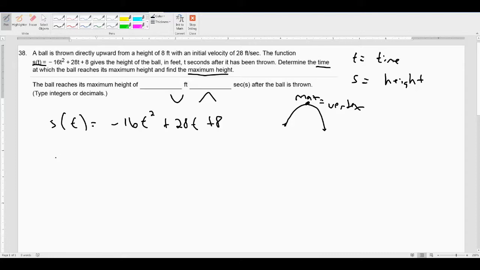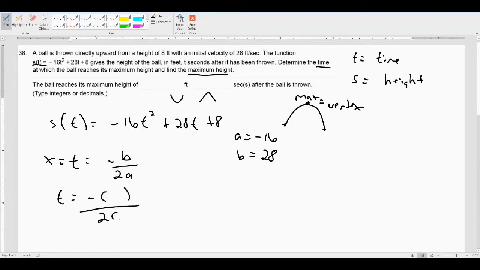And so to find the vertex, we need to find, normally I would say x value, but in this case our x value is a t, which is going to be the time that we're looking for. That's the time when the ball reaches its maximum height. So to find that, we're going to use negative b over 2a. Now keep in mind that a is negative 16 and b is 28. So we're going to take those numbers and substitute them in. B is 28 and a is negative 16.